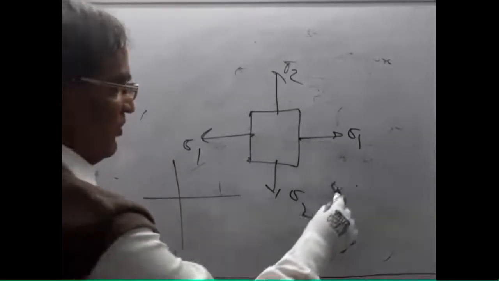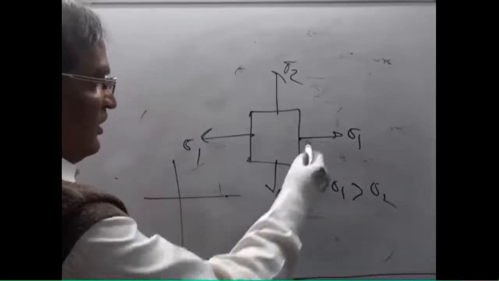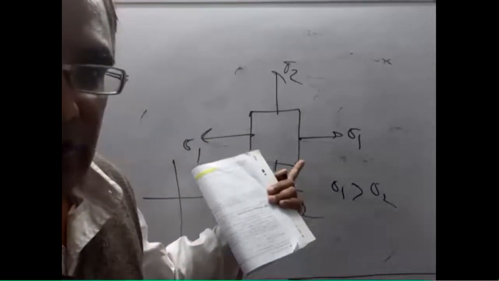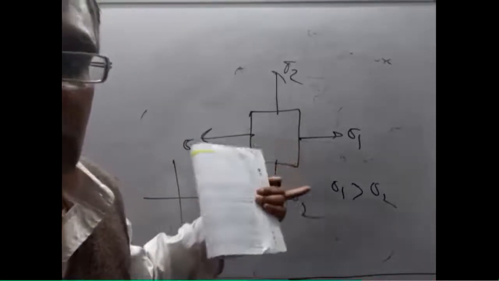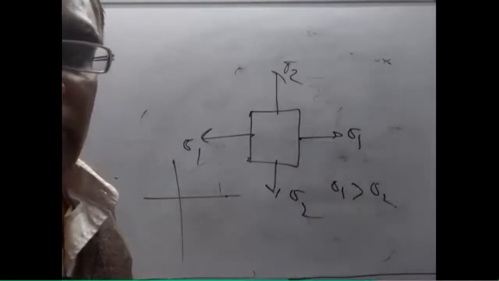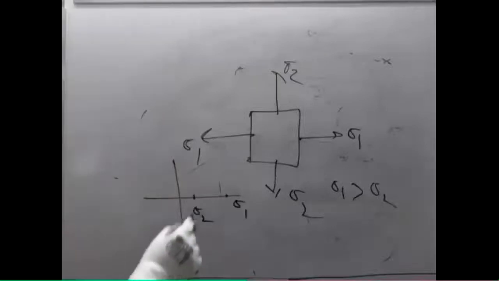So suppose sigma 1 is greater than sigma 2 and both are positive. So obviously here there is no shear, because these are the principal stresses. Sigma 1 and sigma 2 are the principal stresses. So obviously sigma 1 will come here and sigma 2 will come here. Okay, and just you connect them.